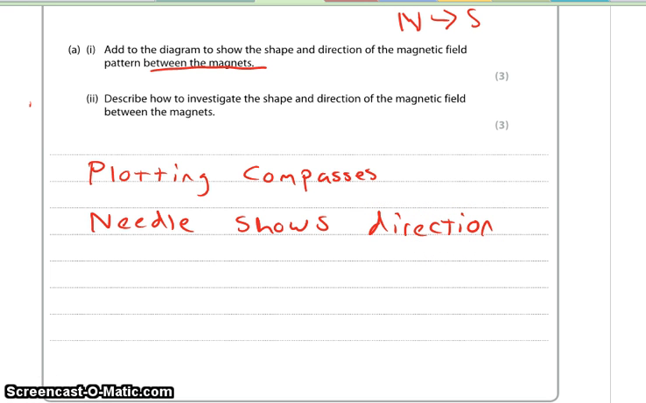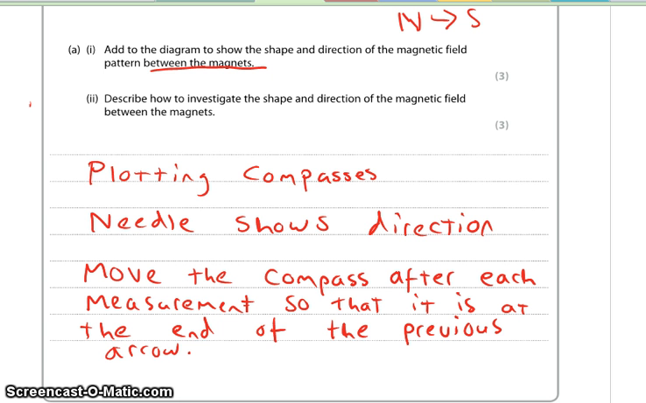So what you'll then do with these compasses, each time you put a compass down, you're going to put an arrow in the direction of the needle, and then you're going to move the compass to the end of the previous arrow. So for example, if the first arrow is pointing in this direction, you're going to put the next compass here, and you're going to put the next arrow in. You're then going to look for where this compass points, and you're going to keep moving the compass around.